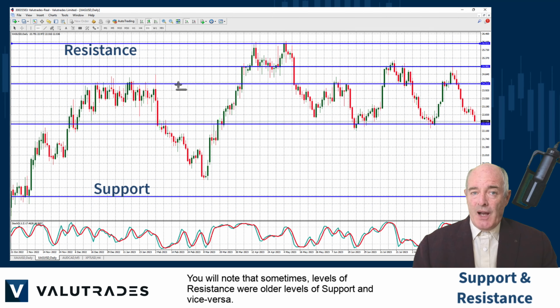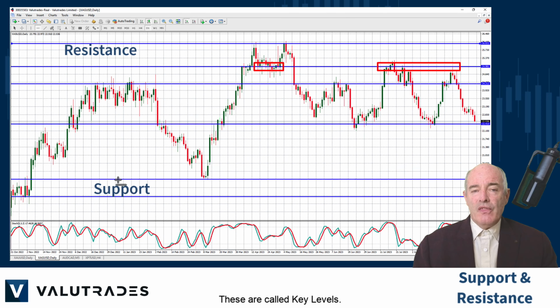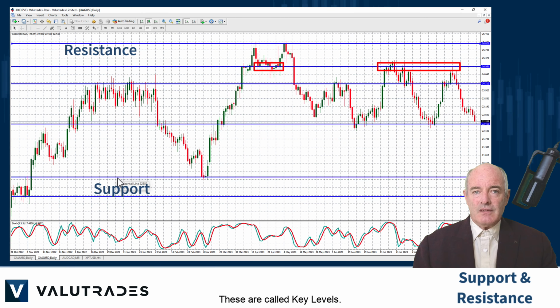You will note that sometimes levels of resistance were older levels of support and vice versa. These are called key levels.